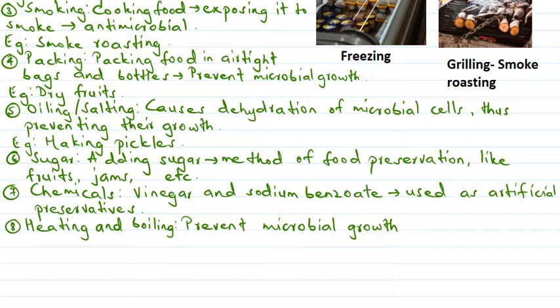However, there are some microbes which are an exception, which can grow at very high temperatures, but most of the microbes that cause spoilage of food are prevented from growing in food by this method of heating and boiling.